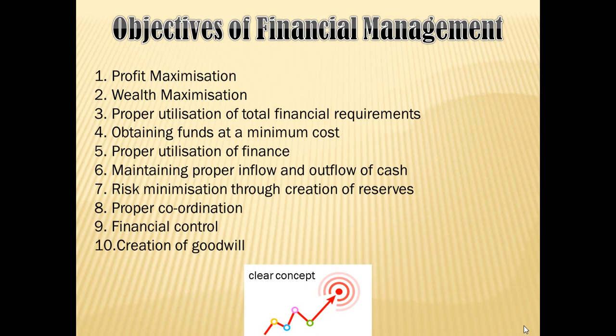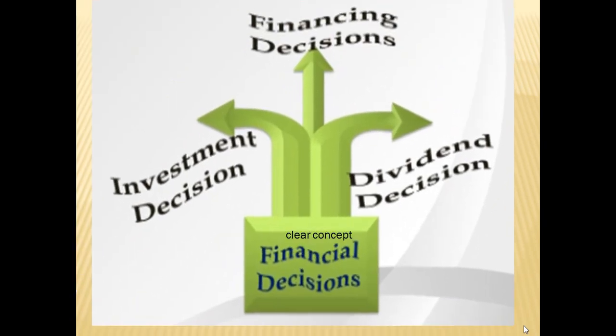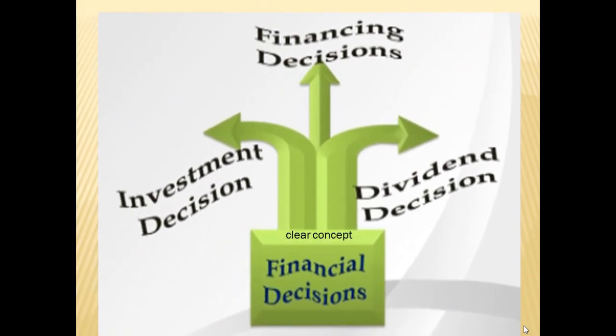Now we'll move to the next slide, that is financial decisions. Basically, there are three types of financial decisions: investment decision, financing decision, and dividend decision. I'll be explaining all these three decisions one by one. Now moving to the first one, that is investment decision.